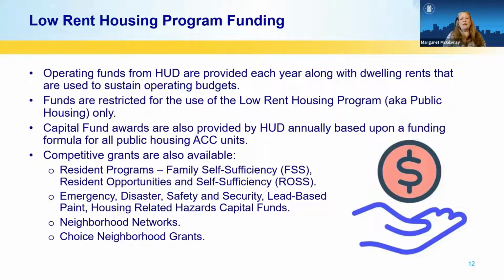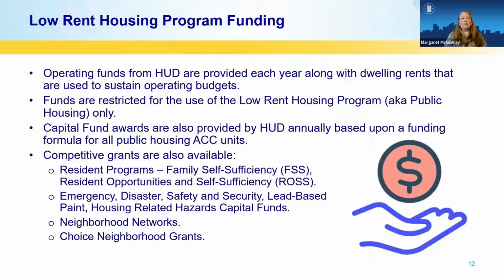The other thing about both of these sources of funding is that they are restricted. And what I mean by that is that you cannot use your public housing operating fund to support your housing choice voucher program or your RAD properties. So there are restrictions on keeping your public housing funding on the side of your public housing.